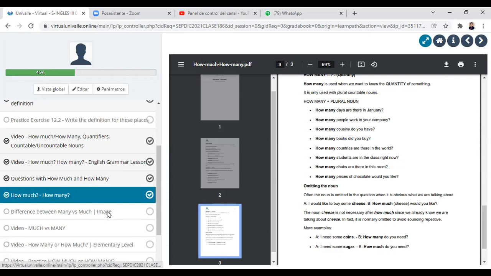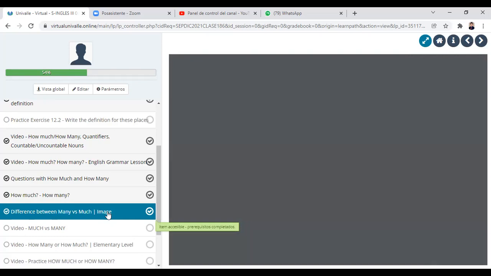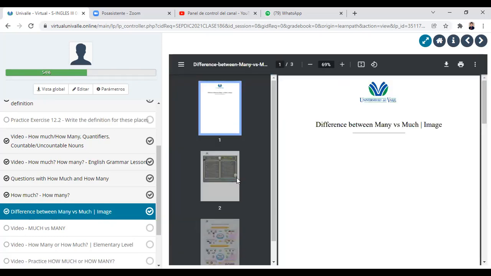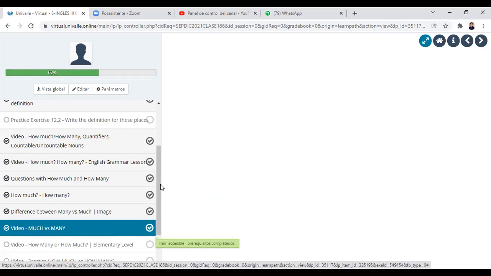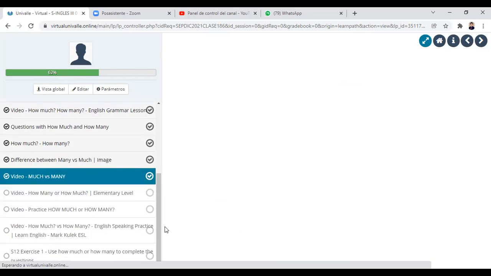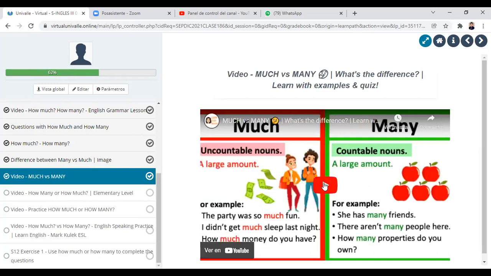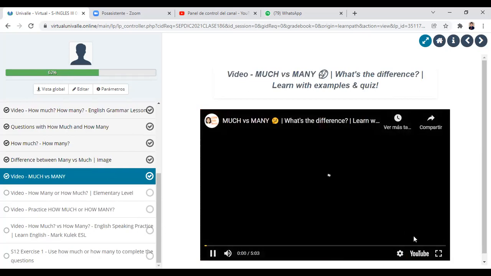Difference between many versus much. This is an image, and then we have the difference: how many with plural nouns, how much for singular nouns. Countable and uncountable. Also, we have a video tutorial talking about much and many. We have different videos for you to take a look at and then to discuss.